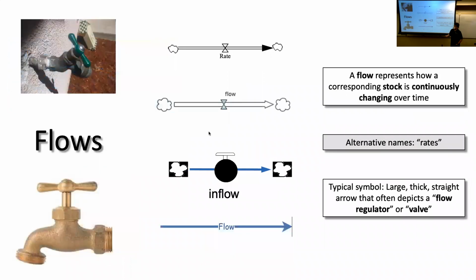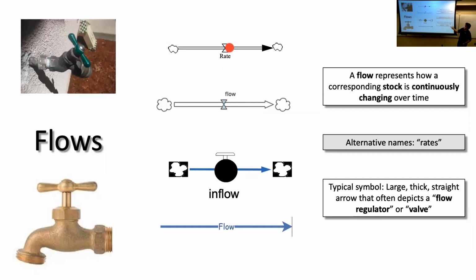The next thing is that stocks can't change unless there are flows connected to them. Flows are the rate of change, or a component of the rate of change, of the connected stocks. They represent how a corresponding stock is continuously changing over time. Sometimes we'll use the term rate instead of flow, but they're identical. The typical symbol is a large, thick arrow, not the thin causal link arrows, and it typically has a little valve symbol in the middle.